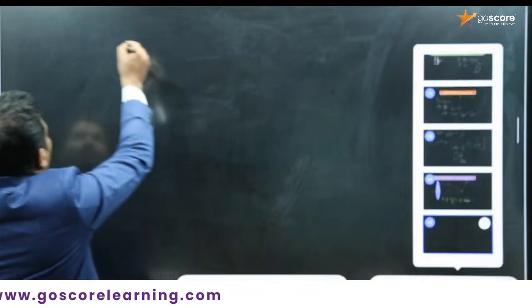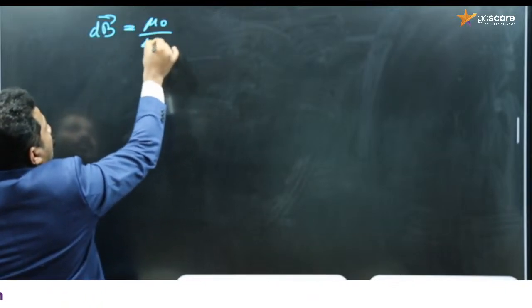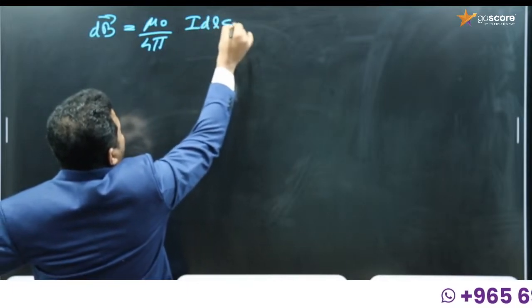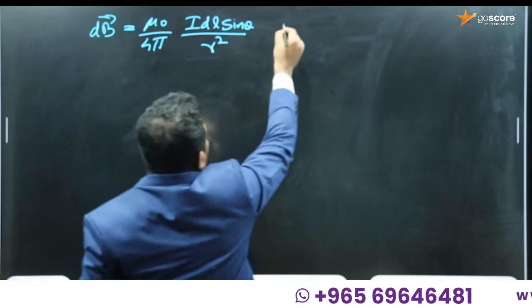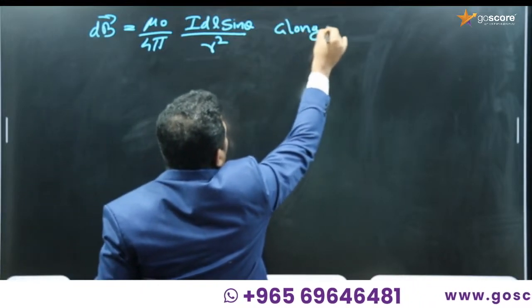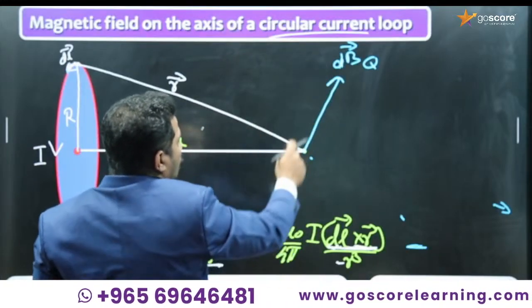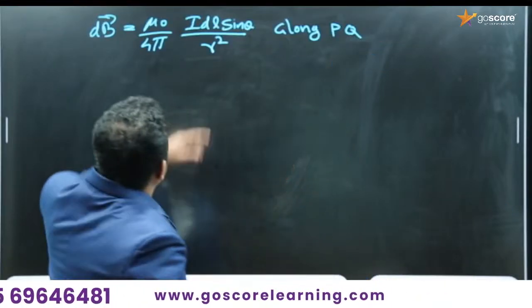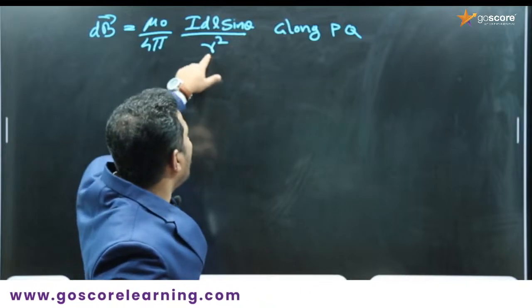So the direction of magnetic field dB, whose magnitude is mu 0 by 4 pi I dl sin theta divided by r square, is along PQ. So this is the direction of dB. Here there is an angle dependent sin theta, right? So what is theta? Theta is the angle between r and dl.